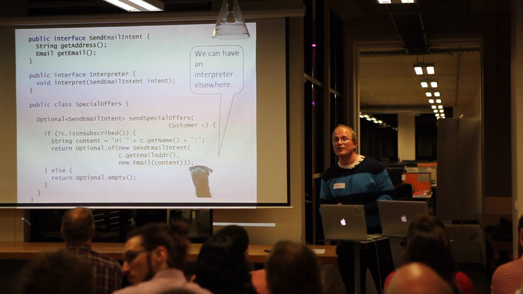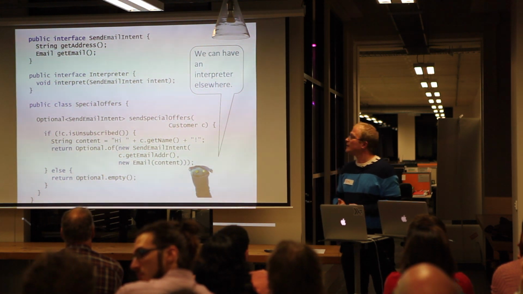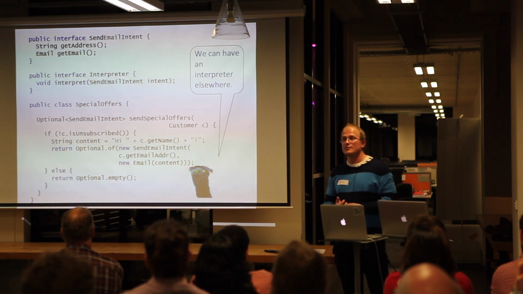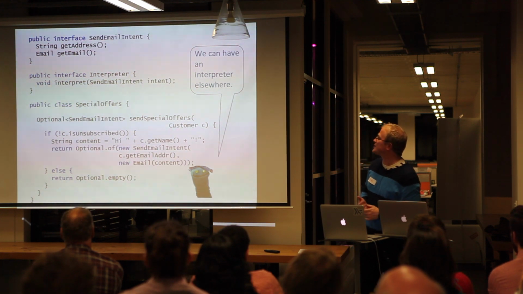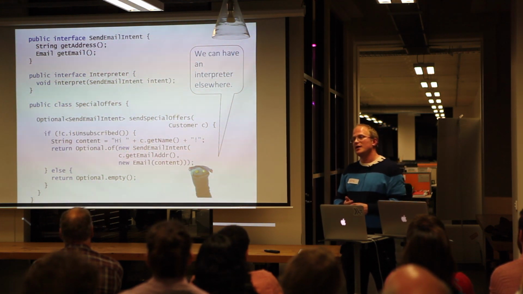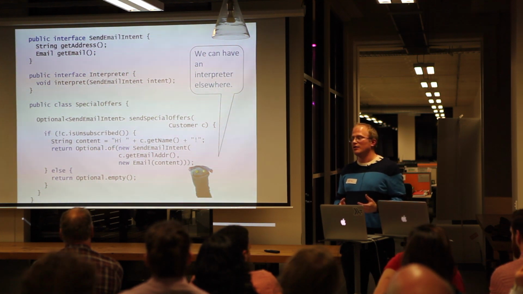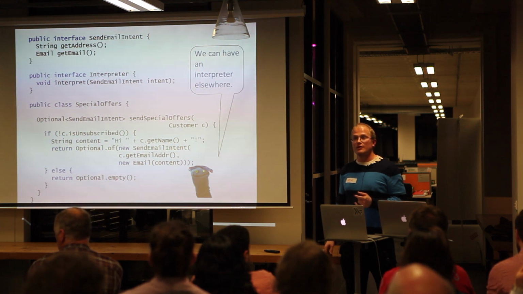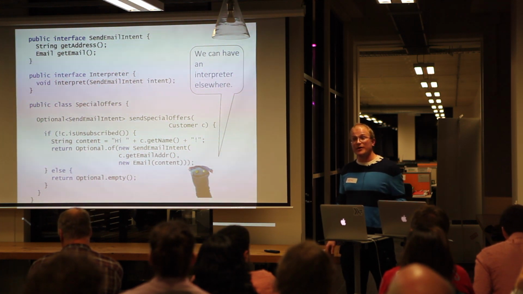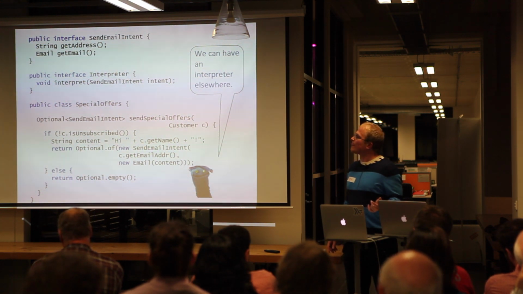So who calls send special offer? Who calls that method? How does the intent get to the interpreter? Well, that's a good question, and that's an app wiring concern. I've deliberately left that vague. How does the test for that look? For app wiring, for the fact that the intents actually get to whoever needs to interpret them.